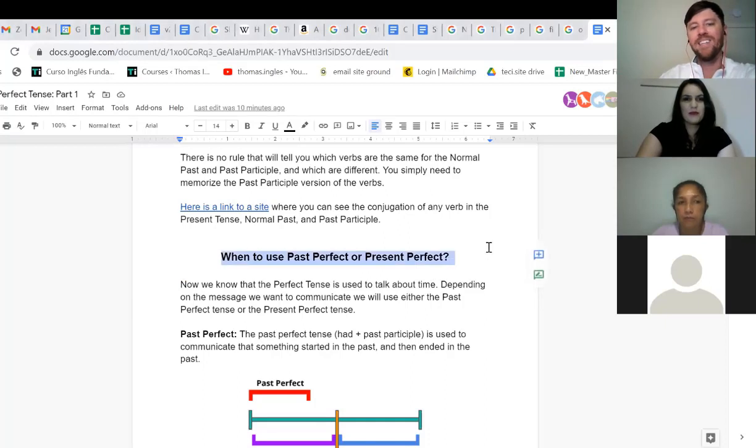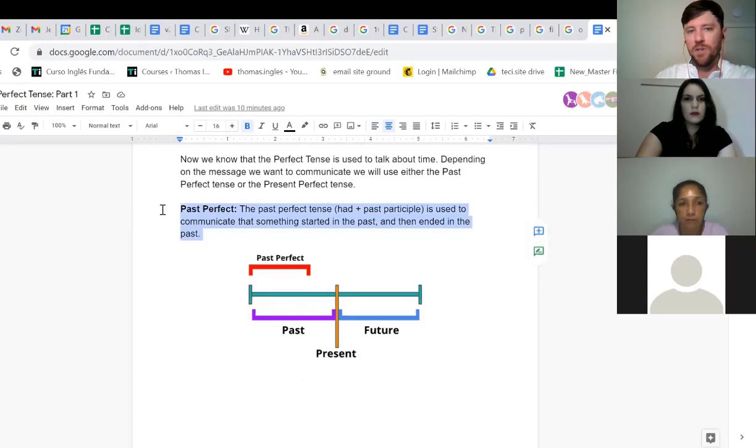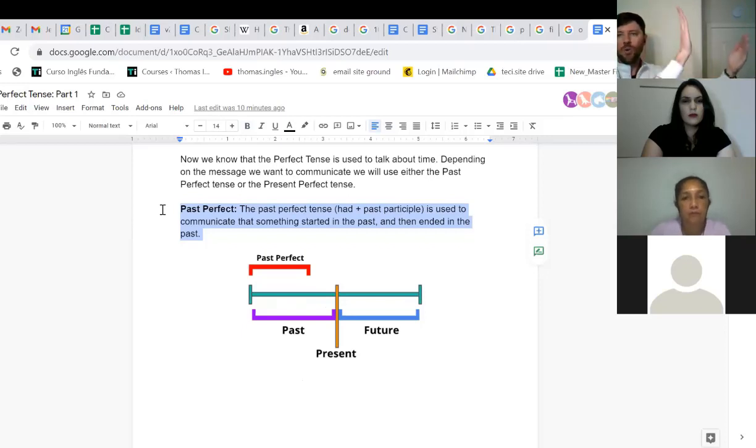Okay, so when to use the past perfect tense, when to use the present perfect tense. This is the big idea. E nós já conversamos um pouco sobre a situação, mas agora nós temos esse gráfico para ajudar. So, let's talk about the past perfect tense first. The past perfect tense, which is had plus the past participle, is used to communicate something that started in the past and also ended in the past. It's over. Já acabou. I had lived in San Diego for 2 years.